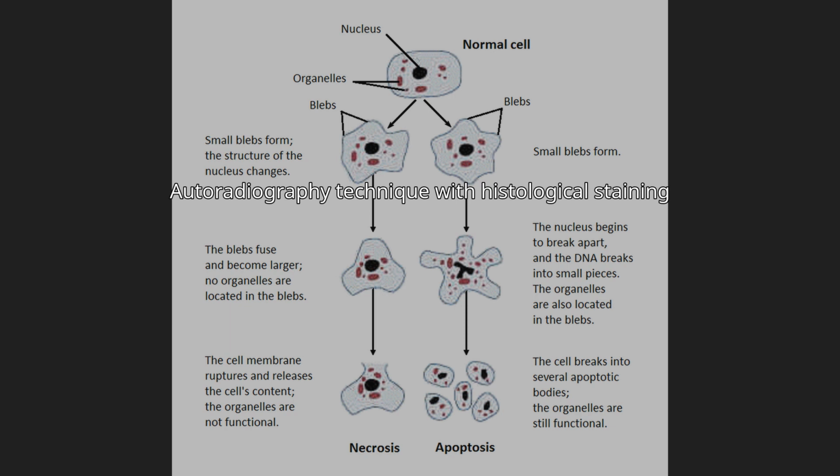Autoradiography technique with histological staining. Louis employed autoradiographic incorporation of 3H-thymidine to calculate mitotic indices and estimate pyknotic indices. This technique can be used to study the tissue kinetics of tumors and has applications in the scanning electron microscope.